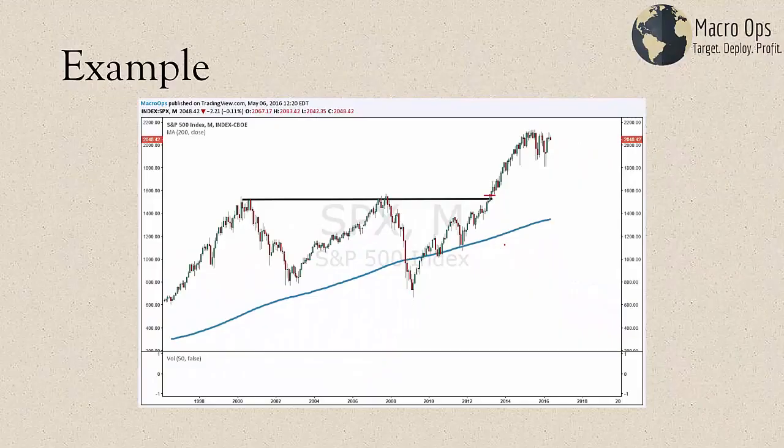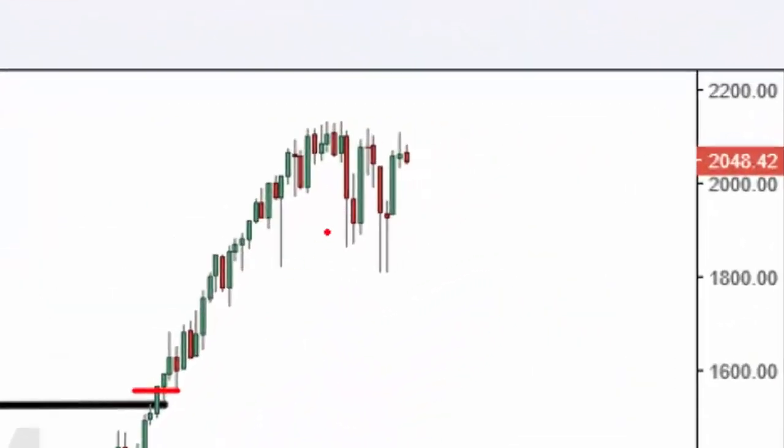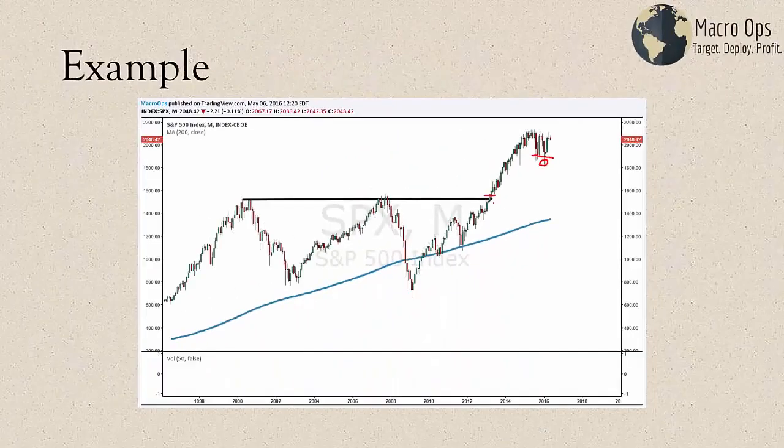And what we don't want to look for is wicks. So for example, we could draw a tiny support line here, and you can see these wicks got below the support, but price ended up closing above the support. That is not valid. We're looking for closes outside of the trend lines or support and resistance lines.